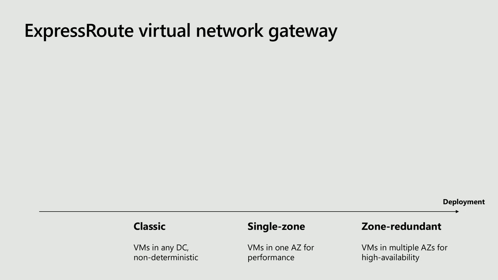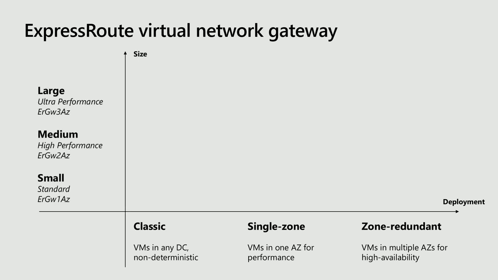The third type is what we call zone redundant gateway. In this case, when you create the gateway, the VMs will make sure the gateways are placed in different AZs. That gives you zone-level, AZ-level high availability. So if one AZ goes down, you still have access to the virtual network, to the VMs in other zones.